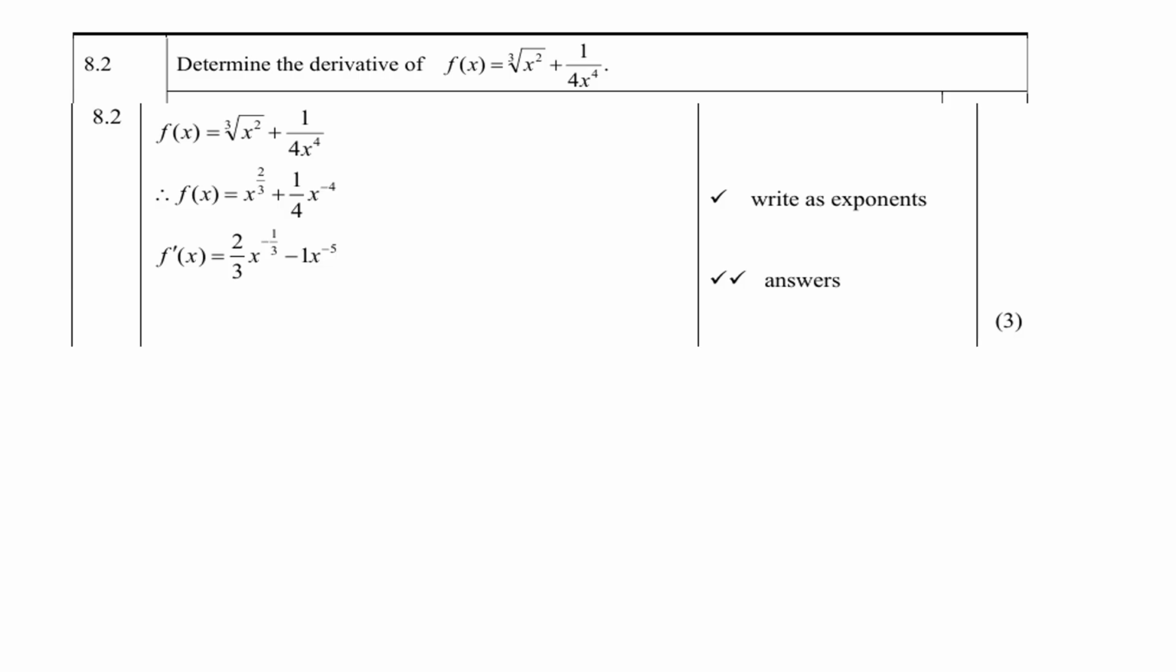And now only can you say f prime x. Right, then of course you know the rules now. 2/3 times the 1 in front of x, and then subtract 1 from 2/3. The same with the next one, -4 times a quarter, and subtract 1 from -4. And the answer will be 2/3 x to the power -1/3 minus x to the power -5. There's no need to show the 1. You can leave it out.